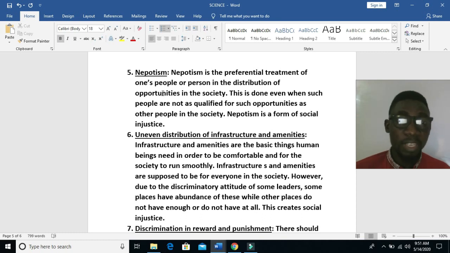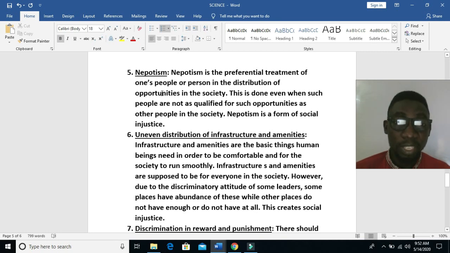So nepotism is the preferential treatment of one's people or person in the distribution of opportunities in the society. Now, this is done even when such people are not qualified for such opportunities as other people in the society. So you can see that this goes in line with the example I gave. Even when the person you are giving the job is not qualified for the work or the opportunity, you still give it to the person.